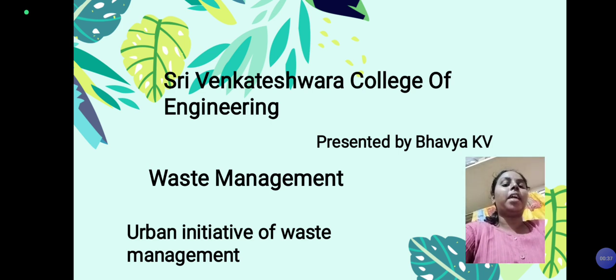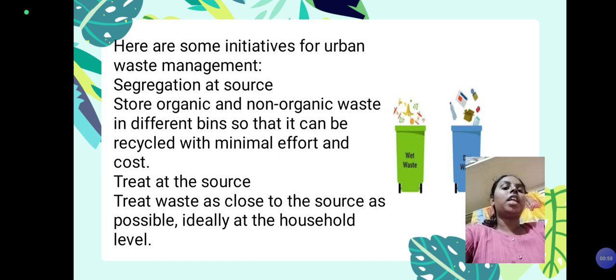our environment. So urban initiative of waste management, as it says urban, nowadays there is more generation of waste in urban areas. So urban initiative of waste management is very important to reduce the generation of waste. Here are some initiatives for urban waste management.